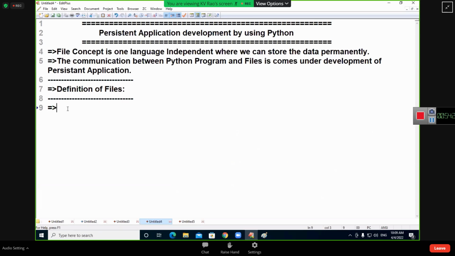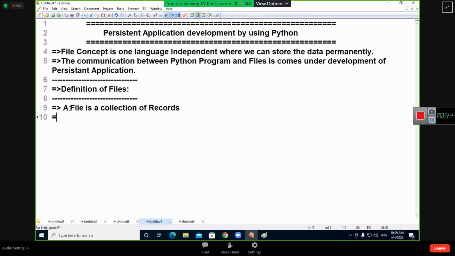Now I am writing. What is the definition of a file? A file is a collection of what? Records. A file is a collection of records. Come on, from where is the record becoming?